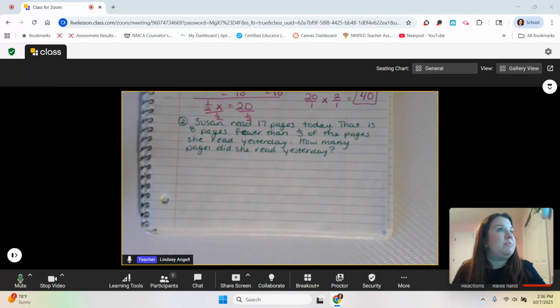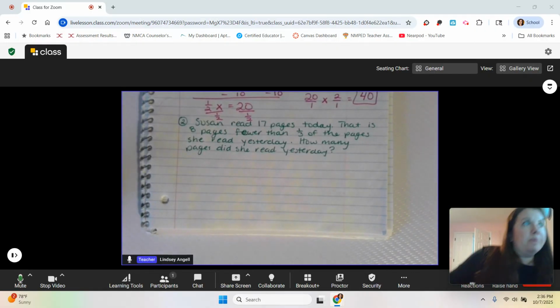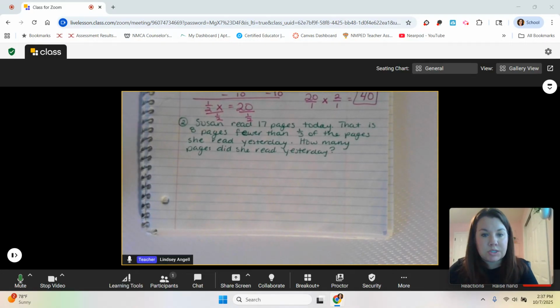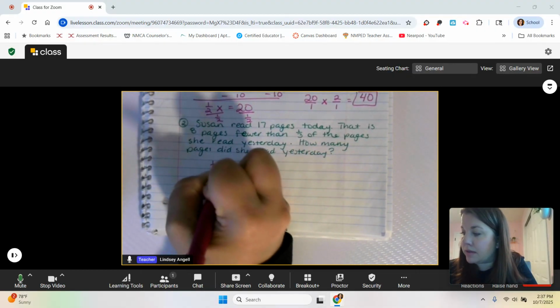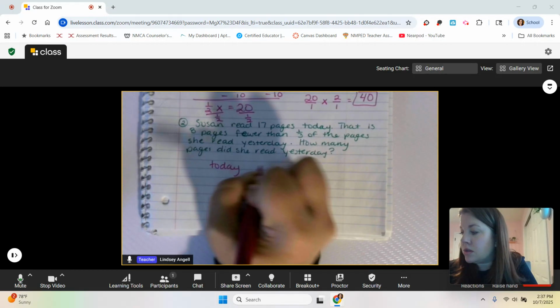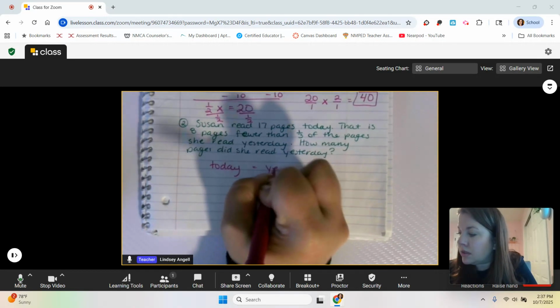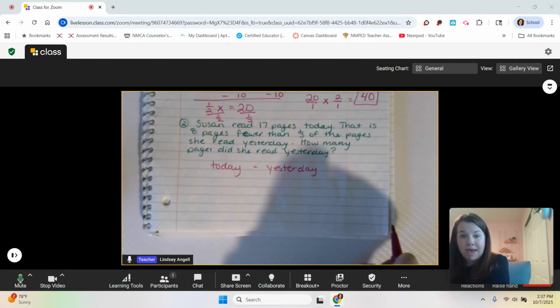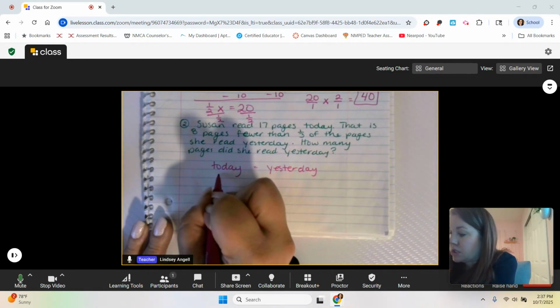Number 2, let me see, this is number 4 on your practice. So it says, Susan read 17 pages today. That is 8 pages fewer than 1/3 of the pages she read yesterday. How many pages did she read yesterday? So now we're comparing today to yesterday. That's what our equation is going to be set up as. We know that she read 17.